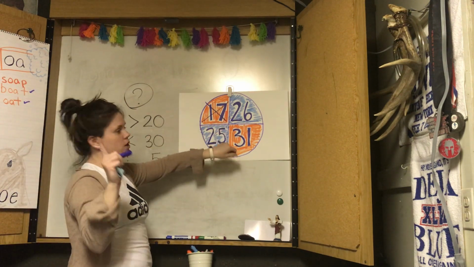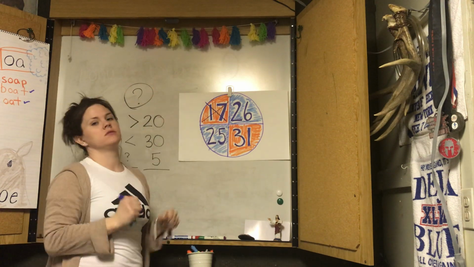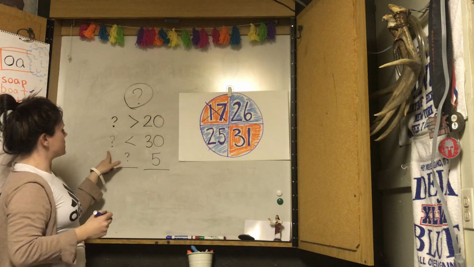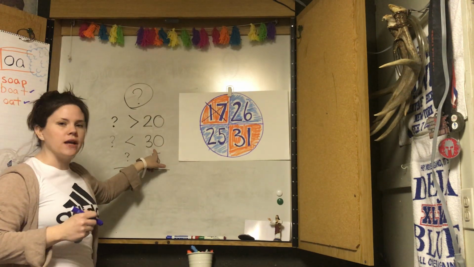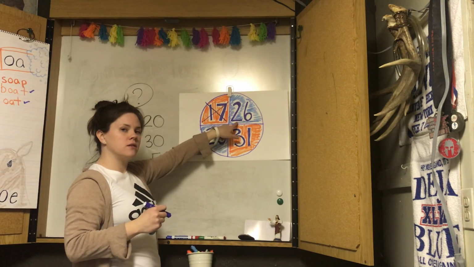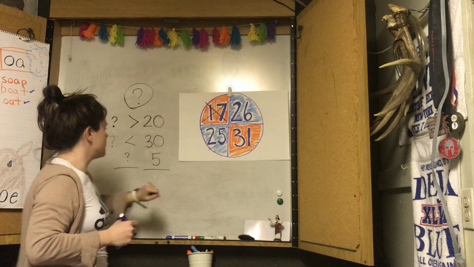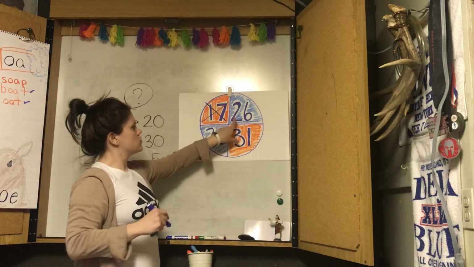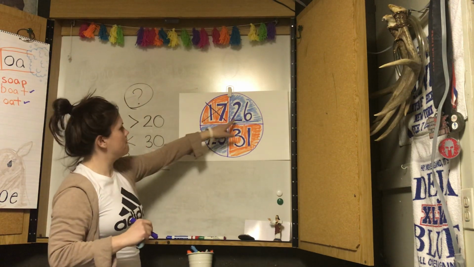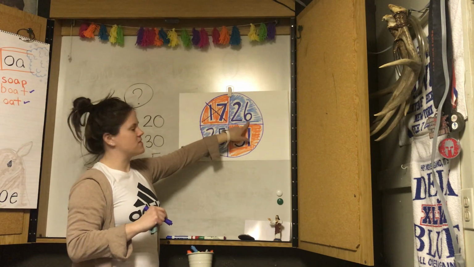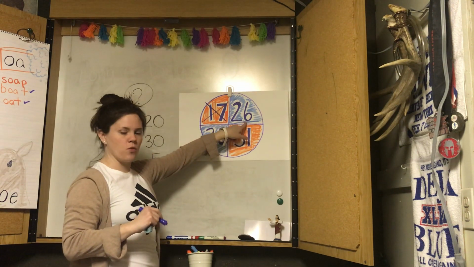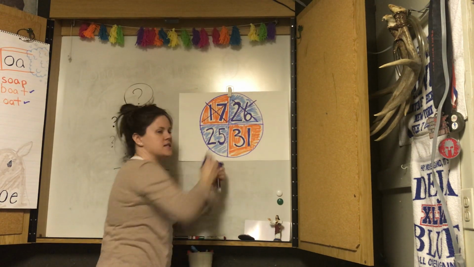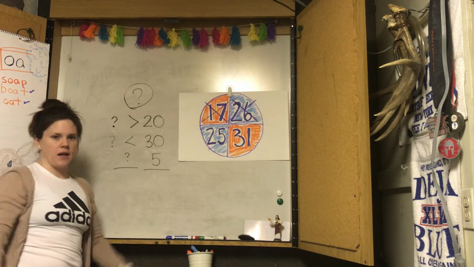Greater than 20. That's our first clue. 26. Is that greater than 20? Absolutely. Let's check our next clue. It has to be less than 30. Is 26 less than 30? It is. Our last clue tells us that it has a 5 in the ones place. Well, we don't know about the tens place. We do know it has to be more than 20 and less than 30, which this is. It has a 5 in the ones place. Does this number have a 5 in the ones place? It does not. So it cannot be 26. Oh, back to the beginning.